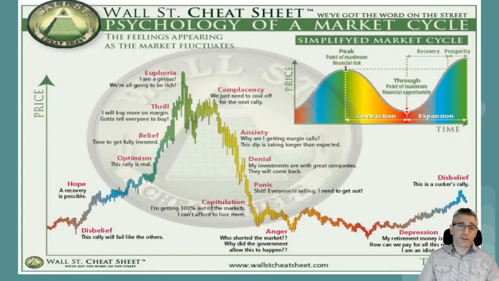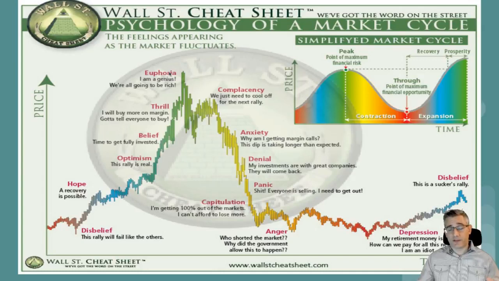Here are the emotions laid out nicely on a chart so we can see how they play into the markets. Starting with the left, we'll start with hope as the markets start to rise, which leads to optimism. Then belief. People start really getting invested in the market. More and more people are talking about it. Then thrill. People get a little too excited. They start buying more on margin. They tell all their friends about it.